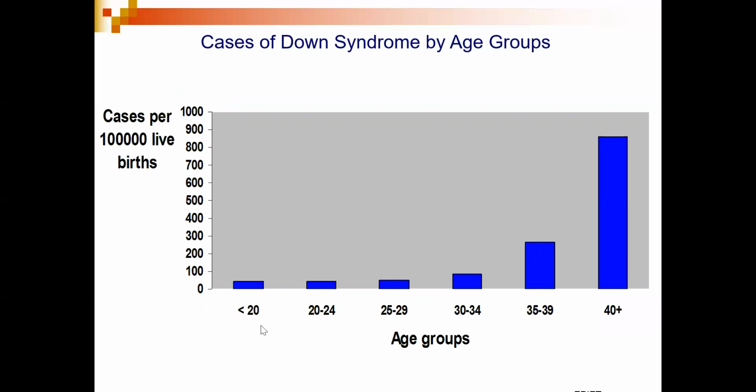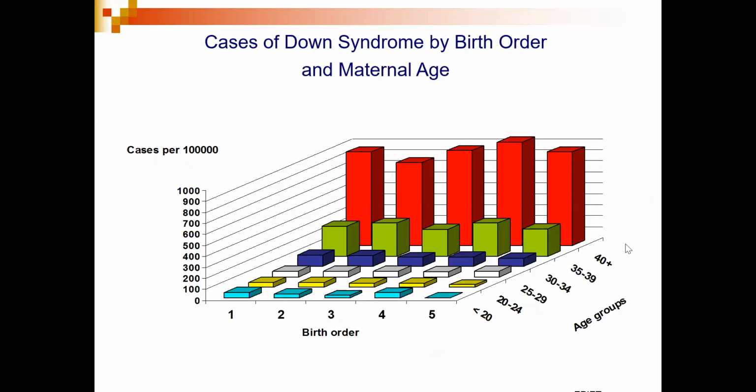For mothers who are less than 20 years, we have fewer cases. But the number of Down syndrome cases is going to increase as the age of the mother increases. If you then combine these two into one graph, what do you see?